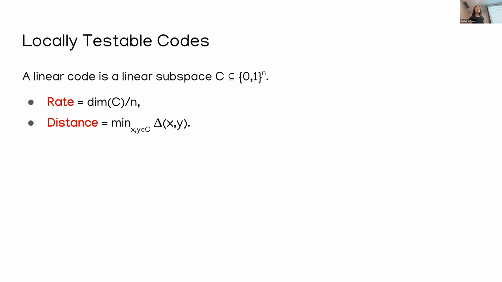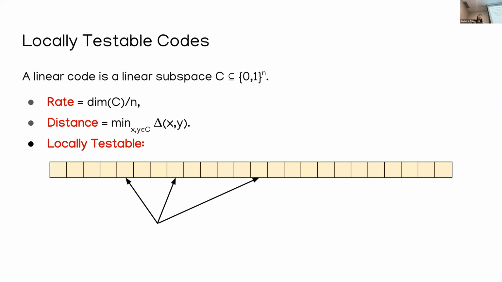Okay, so local testability is the following property. It says that if you are given a word, you can test, by reading a few randomized bits, whether or not this word is in, or close to, your code space. Of course you can't test exactly. If there's one bit that's changed from your code space, then you can't necessarily detect it, because you can only check a few places.